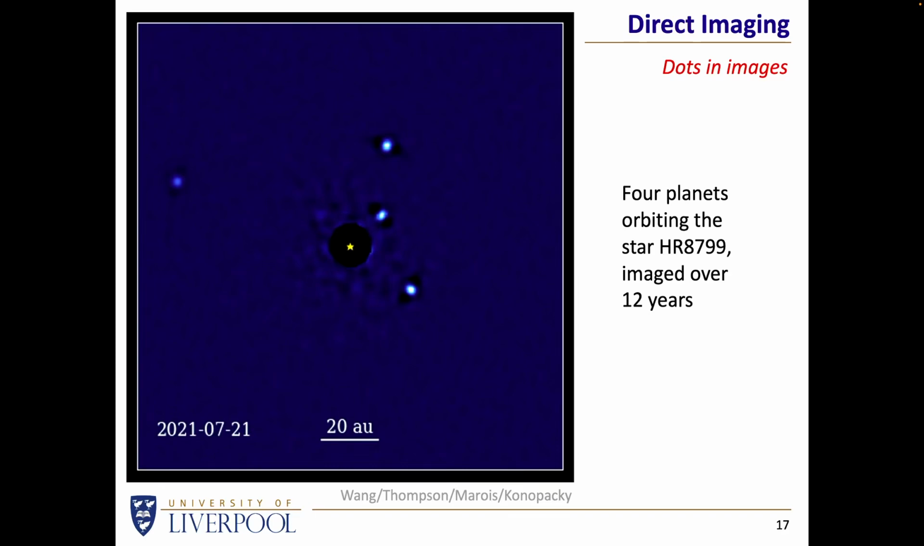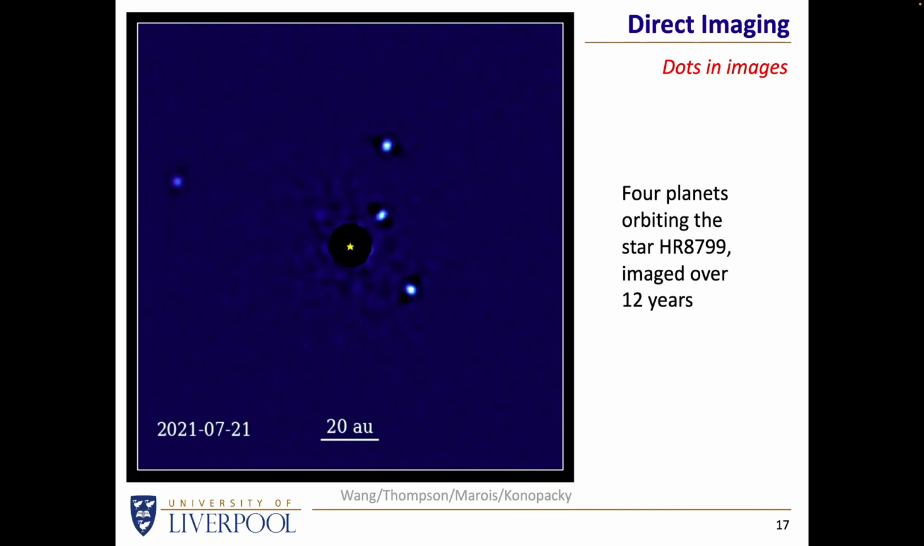So we can get an idea of the mass of the star and deduce, if we know that we are getting any effects from method number 1, looking at the changes in the spectra, we can get an idea of the mass of the star and hence the mass of the individual planets. So here, this was imaged over 12 years.